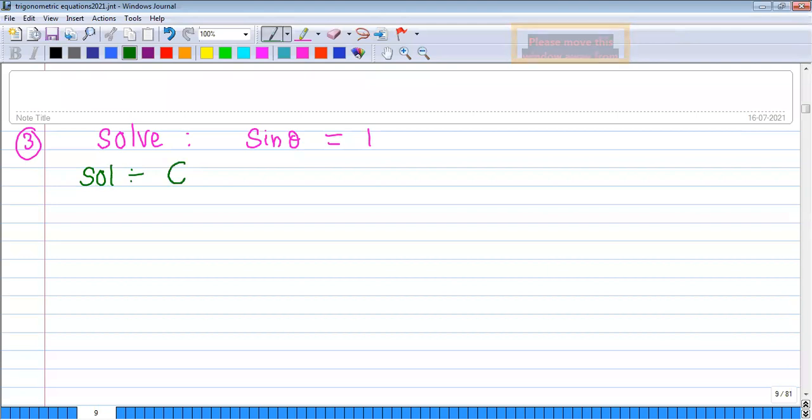Right. What is given? Sin theta equals 1.